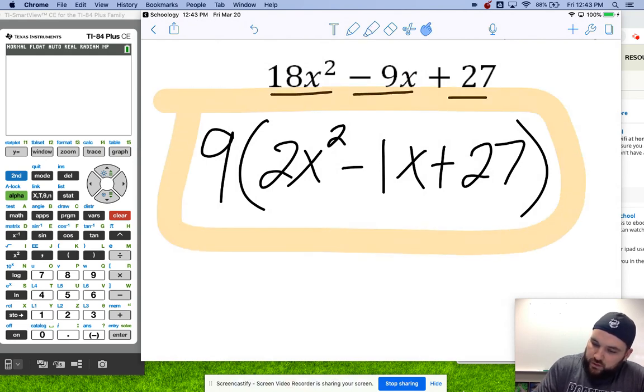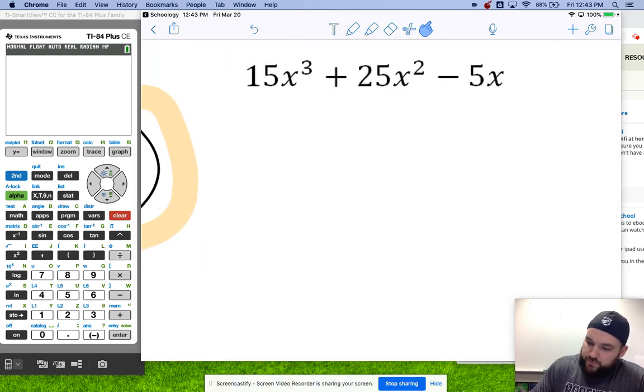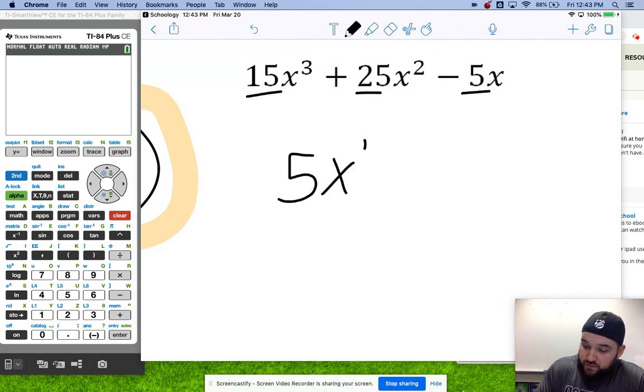Okay. And then over here, 15x to the third plus 25x squared minus 5x. I recognize the coefficients can all be divided by 5. They do all have x, so x to the first power I can take.